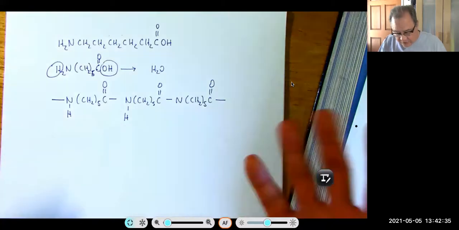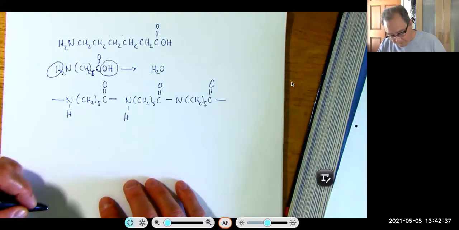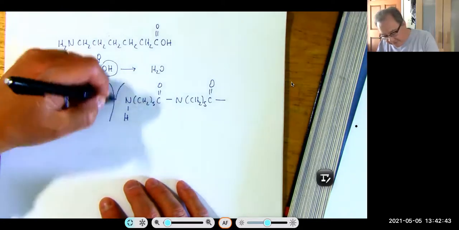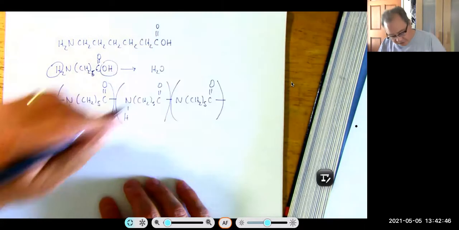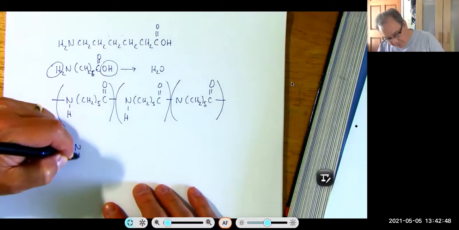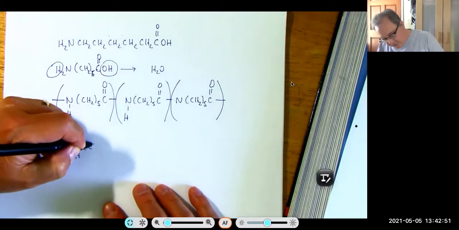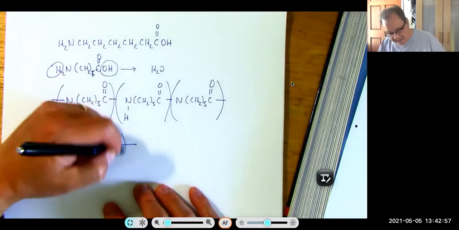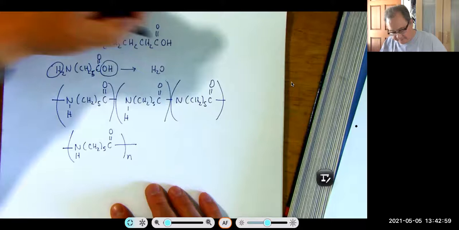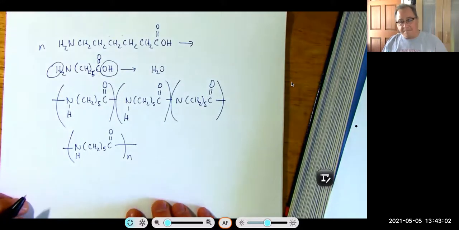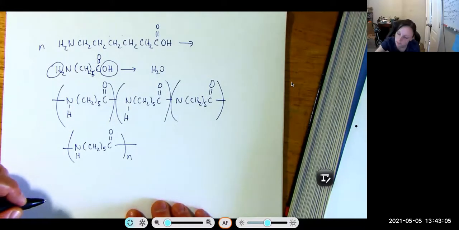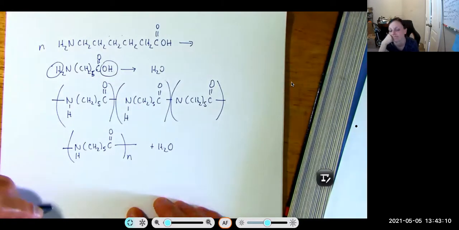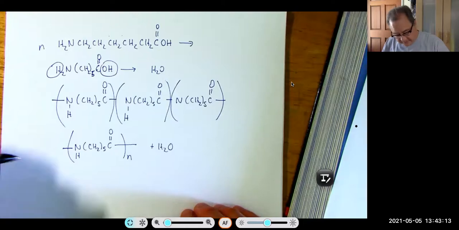So what would the answer look like for this problem? We can put parentheses. You see that's the repeating unit? Yeah. So you would write NH, CH2 5, C double bond O, with an N outside the parentheses. Plus what? Water. That's right. And that's how you would write the reaction.